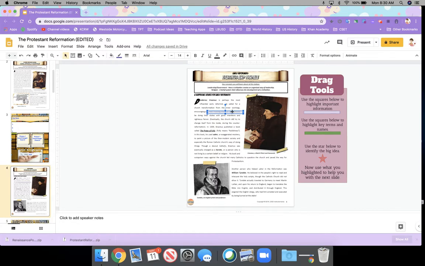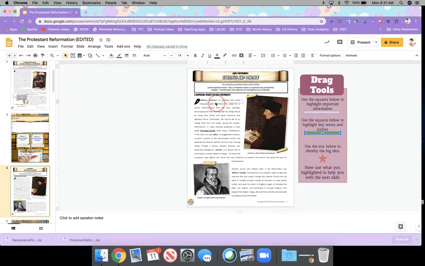So very simply, you click and drag. And I haven't read that sentence, so I don't know what I'm highlighting. I'm just showing you how to use this tool. So you click and drag it to highlight the sentence that you think is important. So important information, you're going to use the purple, right? Move this back over. The green you're going to use to highlight key names and ideas.